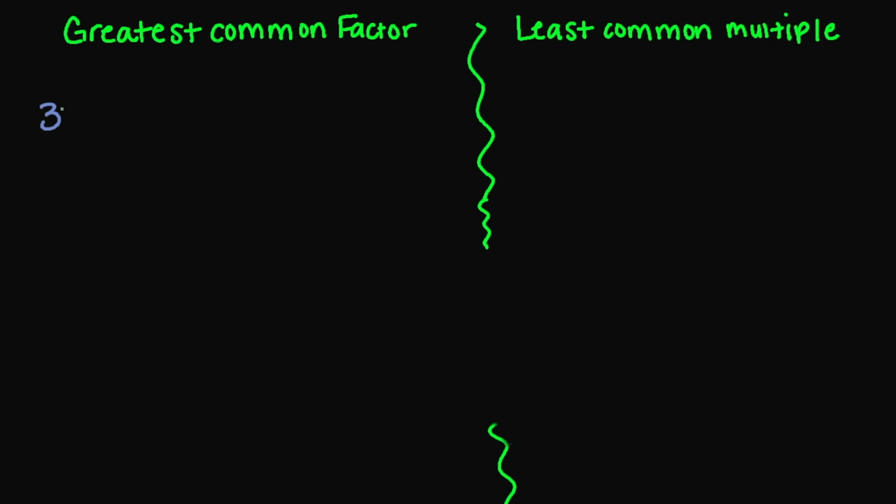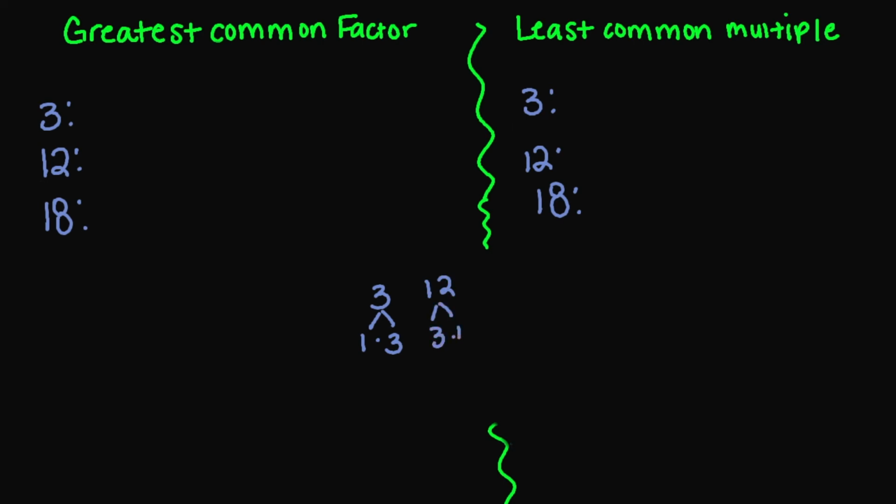Let's try 3, 12, and 18. So let's factor my 3. 3 cannot factor any further. The only numbers are going to be 1 times 3 because 3 is a prime number. For my 12, we can factor into 3 times 4. My 4 is factored into 2 times 2. For my 18, we can factor that into 2 times 9. My 9, I can factor into 3 times 3. So 3 we said is 1 times 3. I'm going to put 1 times 3 here and 1 times 3 here as well.